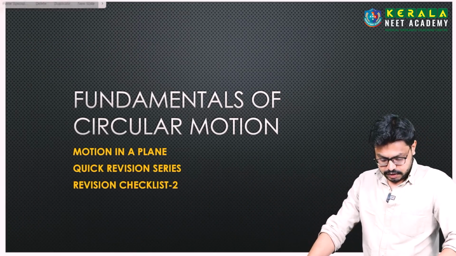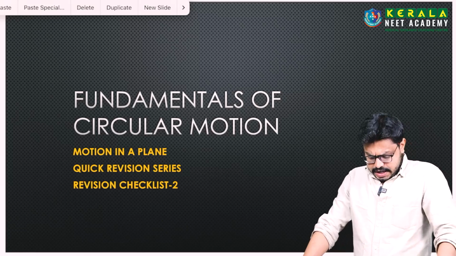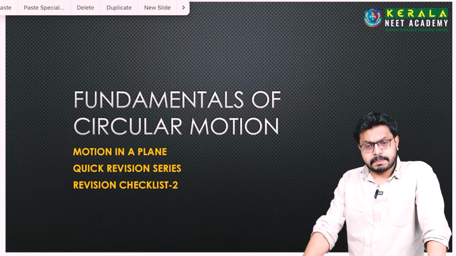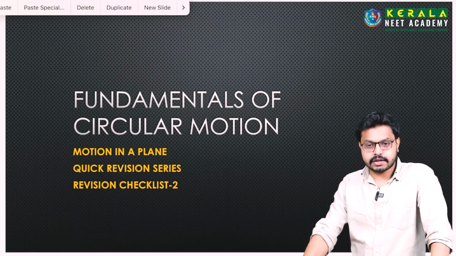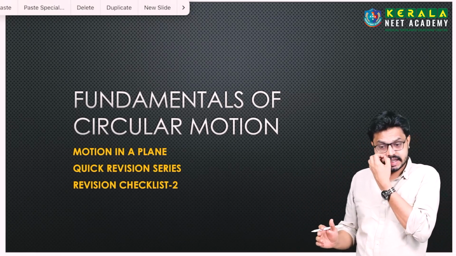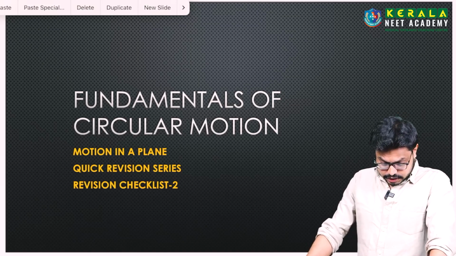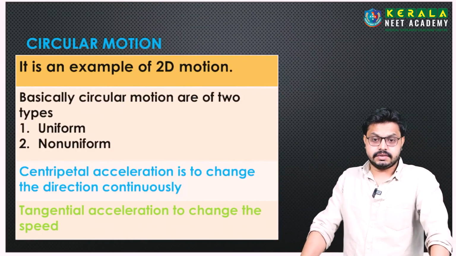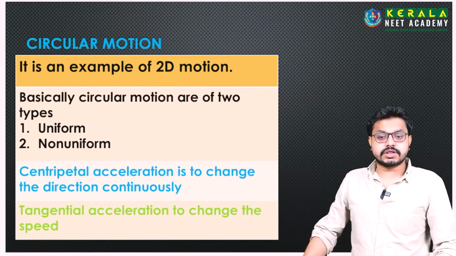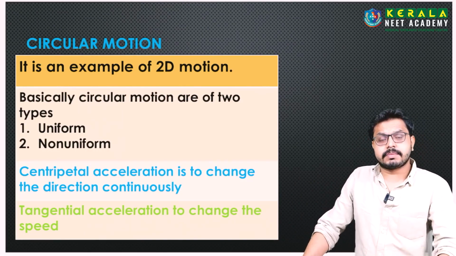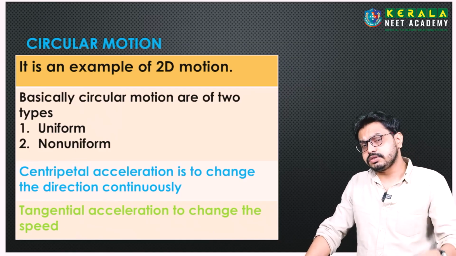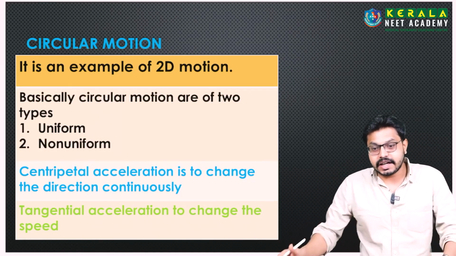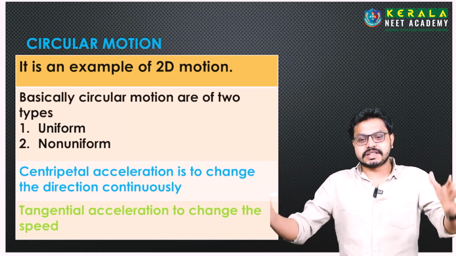Circular motion is a motion in a plane, right? Plane means two-dimensional, so circular motion happens in two dimensions. What are the main topics we are going to discuss today? Circular motion is basically of two types: one is uniform circular motion and the other is non-uniform circular motion.